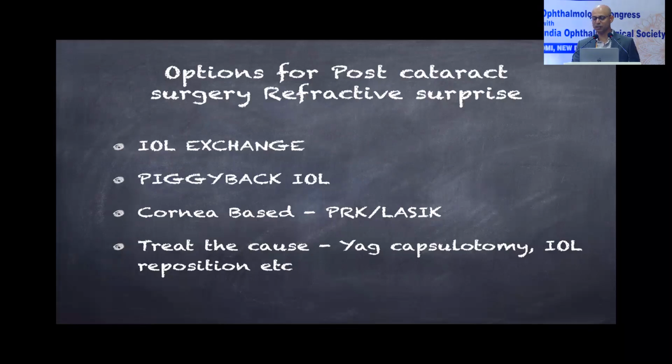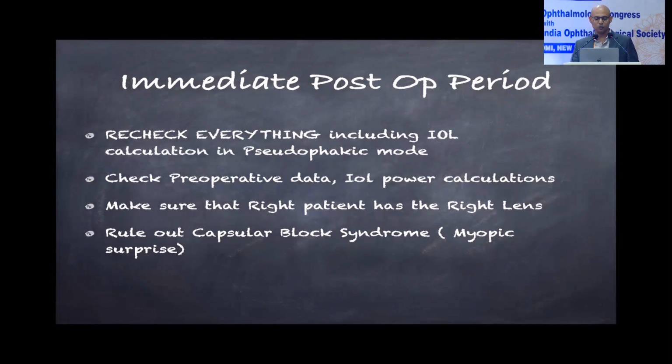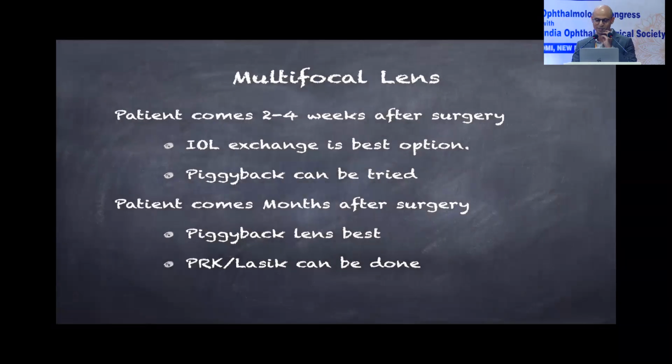And if there is some other cause like a capsular distension or the lens being malpositioned, then you have to address that surgically. So in the immediate postoperative period, it's important to recheck everything, including IOL calculation in pseudophakic mode, check the preoperative data, IOL power calculations, make sure that the right patient has the right lens. Sometimes you've done everything but you put the wrong lens in. And rule out a capsular block syndrome, which can cause a myopic surprise.